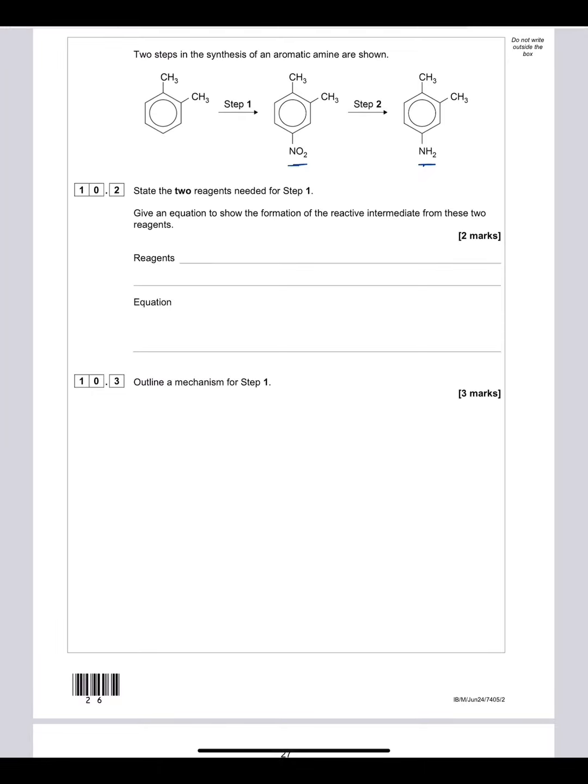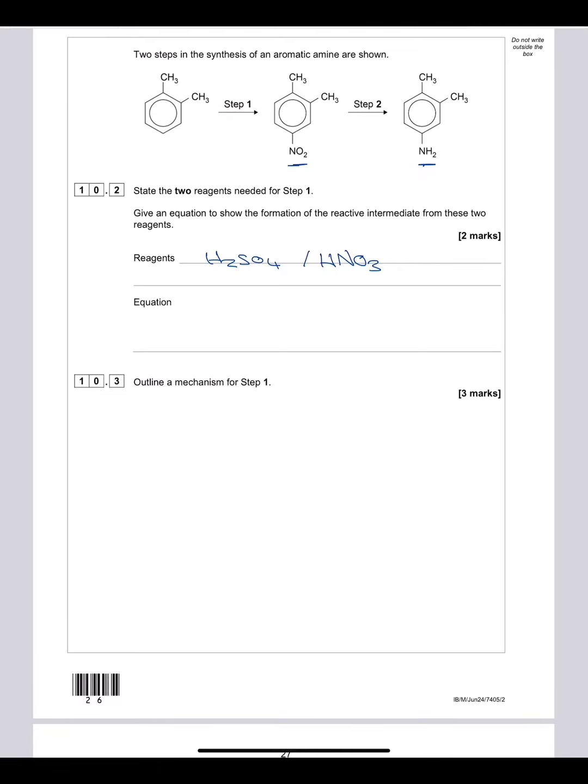So the first question, they ask you to state the two reagents needed for step 1. Step 1 is the nitration step, and in the nitration, to form the electrophile, we need to use sulfuric acid and nitric acid. So H2SO4 and the nitric acid. So these are the two reagents. And then they ask you to give the equation that allows the formation of the reactive intermediate.